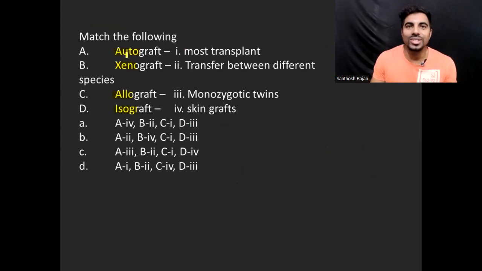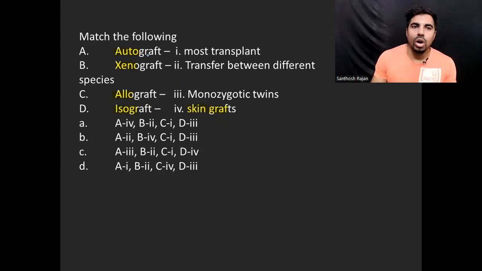Auto, I just said. Auto is the owner. Owner means usually skin graft. All the skin graft, the own skin graft, that's what we are saying. Usually auto means own. So your own skin graft or whatever you're doing, that is the autograft. Okay, got it? Okay. Xeno.